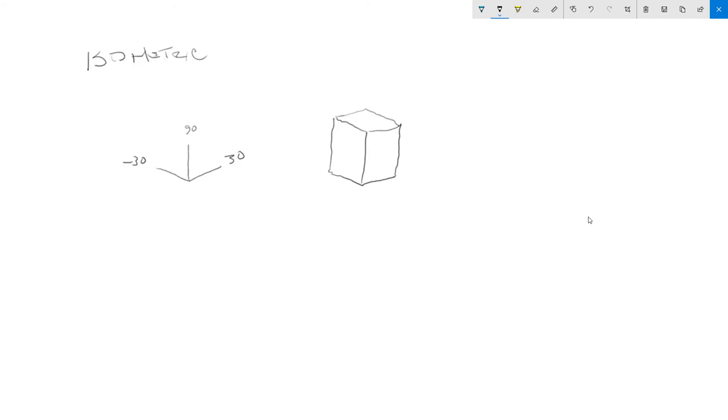So there is an isometric, but we can draw a building out of it if we need to. You know what? I'm going to get me a straight edge right quick where I can draw a little prettier so everything doesn't look bad.